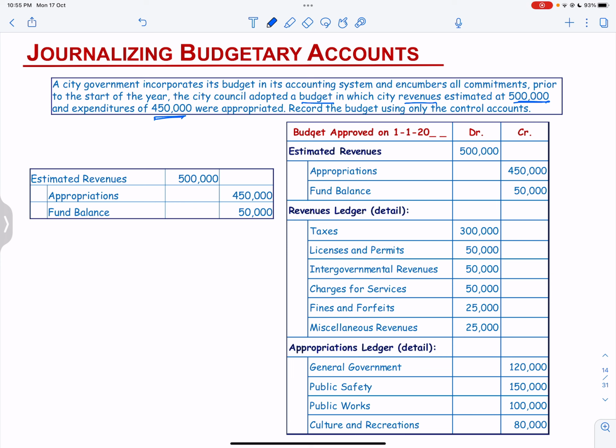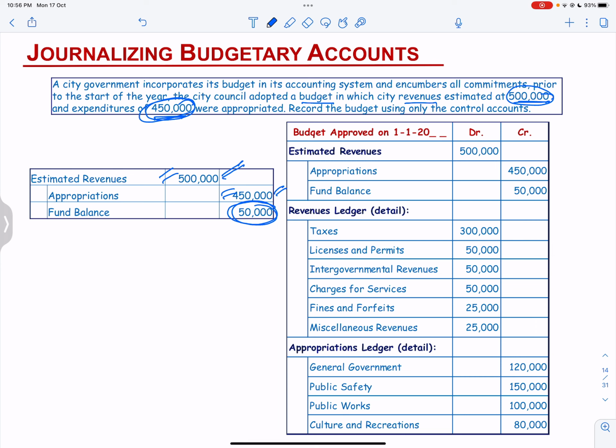Okay, so we have an estimated revenue of 500, and estimated revenue is debit. Then we have appropriated 450 to be spent, so appropriation is credit. Since our estimated revenue is more, the fund balance is credit by 50,000. Now you may be wondering how the government comes up with the number 500 or 450.